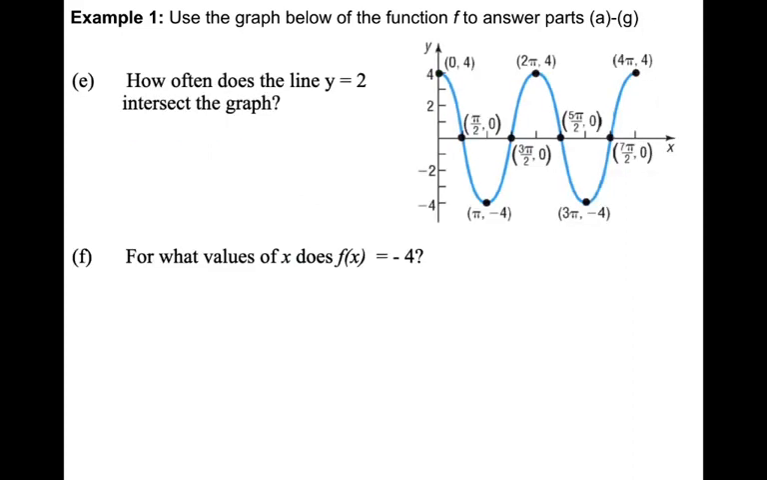All right, same graph. How often does the line y is equal to 2 intersect the graph? So graph the line y is equal to 2. That is a horizontal line at the value y is equal to 2. And then we count how many times the graph intersects our function. 1, 2, 3, 4 times.